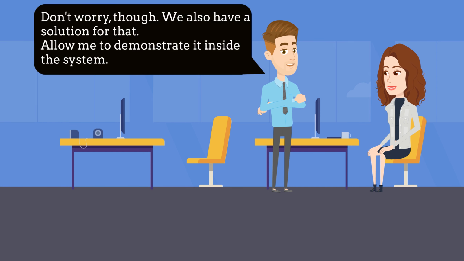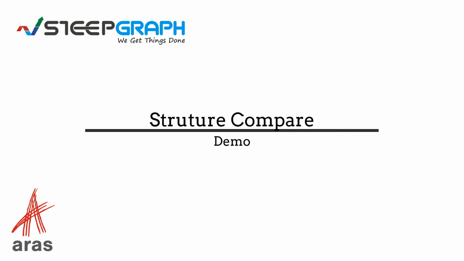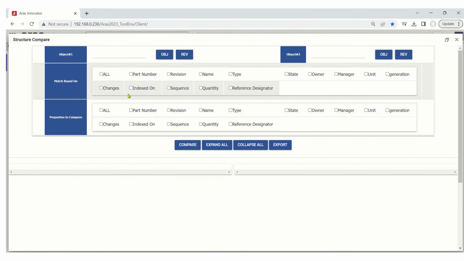Don't worry, though. We also have a solution for that. Allow me to demonstrate it inside the system. Structure Compare tool provides you with a thorough comparison report that is color-coded with the differences. Tool can be used for two different parts or different versions of the same part.